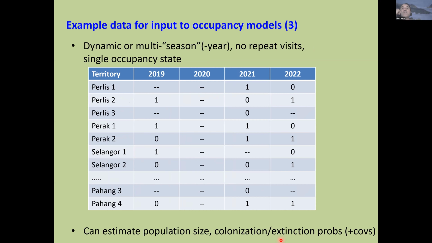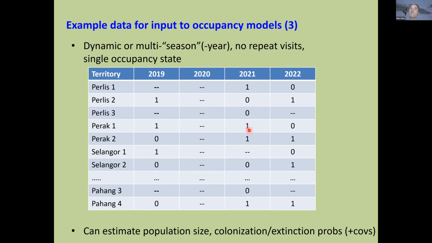Now, a very frequent scheme is that we repeat our population surveys over multiple years, so we have dynamic or multi-season, multi-year data. Here, it's still assumed we have no repeat visits or aggregated visits and a single occupancy state. So here we show that we assume we have multiple years. Typically, we have, as before, some sites that are not visited in certain years. In some years, we may not be doing any field work at all.